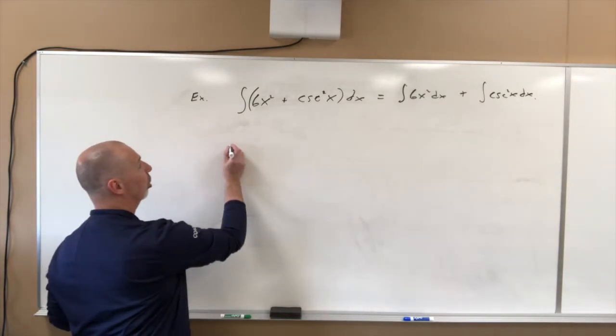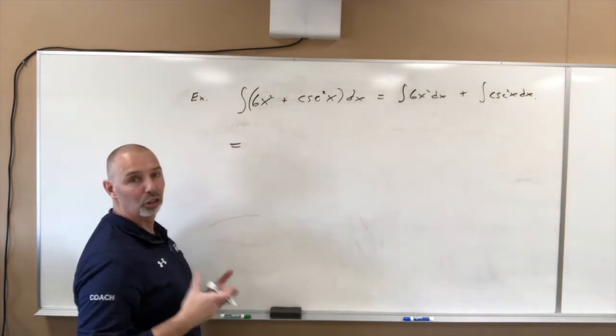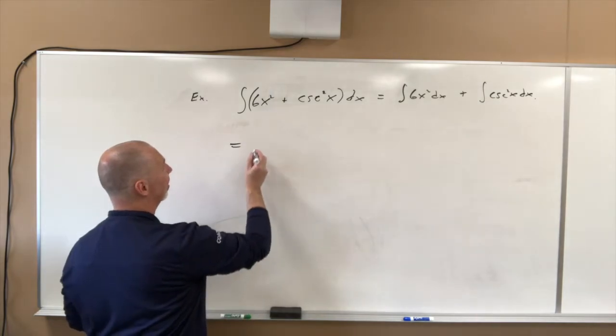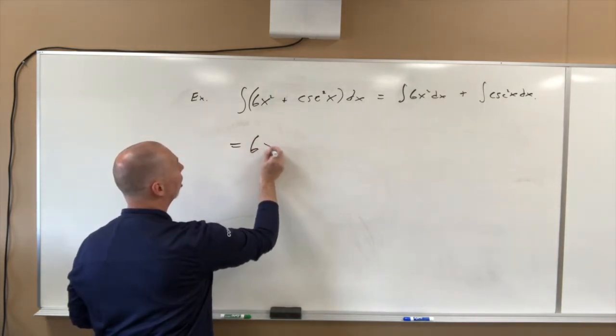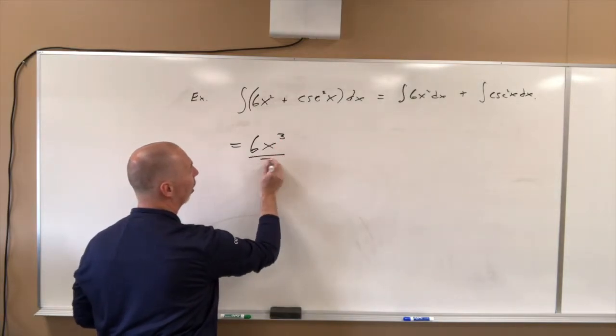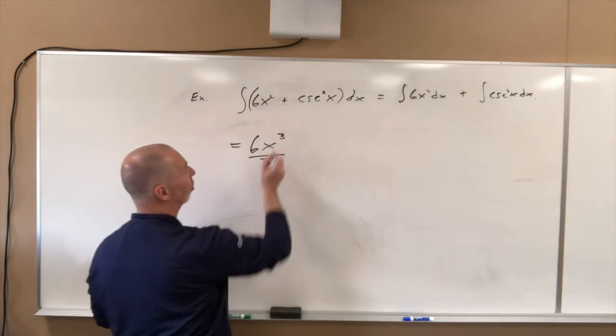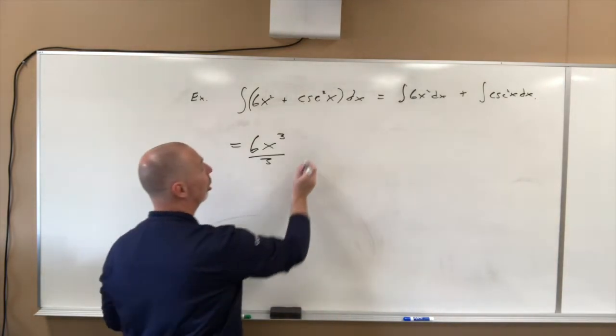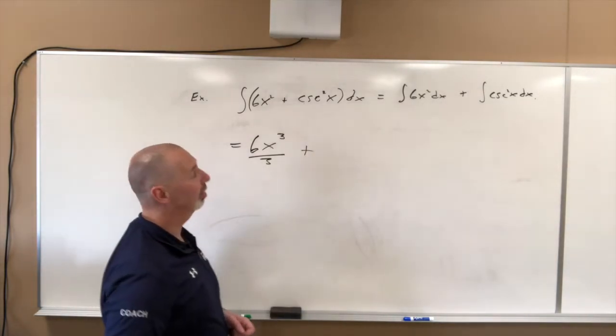So we go ahead and start. We're going to just use our basic integration technique here, where we're going to go 6x, we're going to increase by 1 to make it cubed, and then we're going to divide by that number. So that's the integral of 6x squared, plus the integral of cosecant squared.